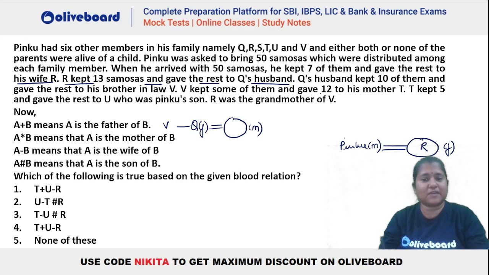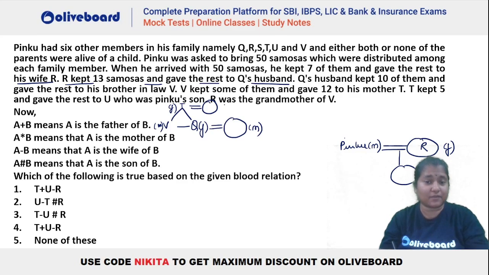Now V kept some of them and gave 12 to his mother T, right? So you can see his mother. So again, V is a male person. He has a mother who is T here. So T has to be a female person. Also, T must be having a husband also, right? Because single parent is not allowed. Then T kept 5 and gave the rest to U, who was Pinku's son. So Pinku has a son here, right? This is Pinku's son.